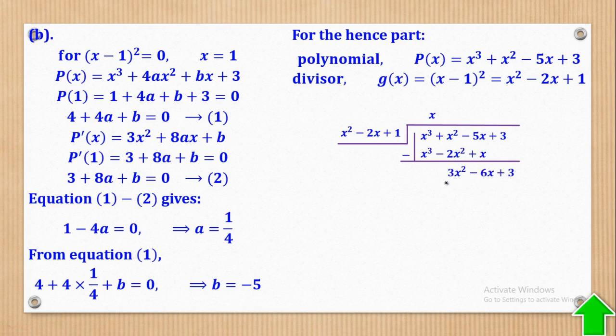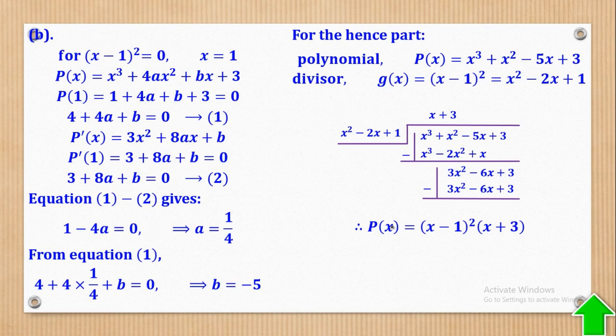Subtract the two expressions, and you'll be able to come up with this. Then still, this divided by this, you'll come up with positive 3. Positive 3 multiplied throughout by this gives you that. Then subtract the 2, and you'll be able to come up with 0. Now because there is 0, there is nothing here.